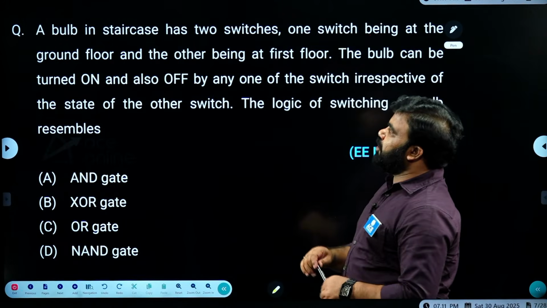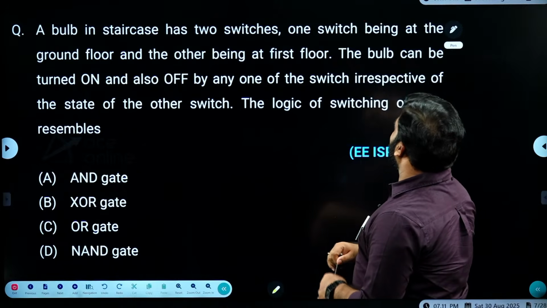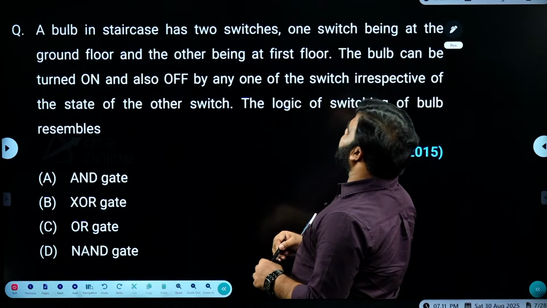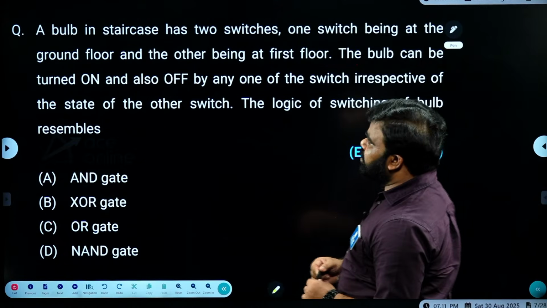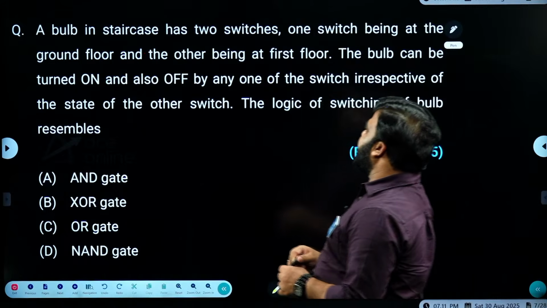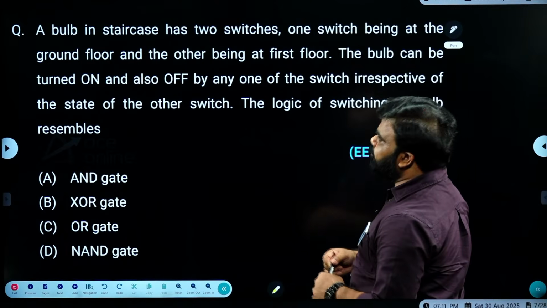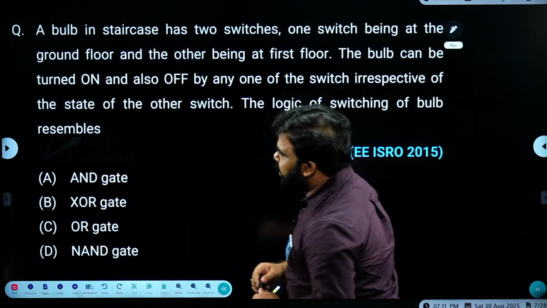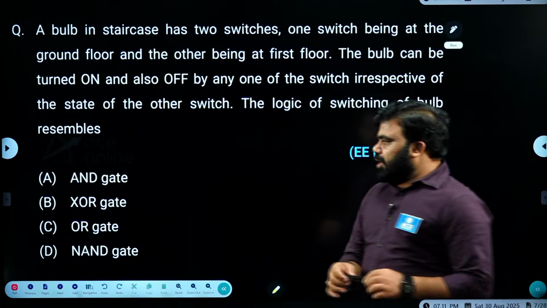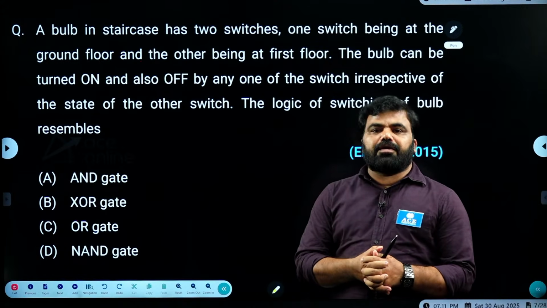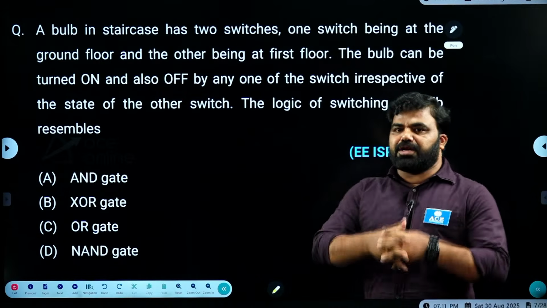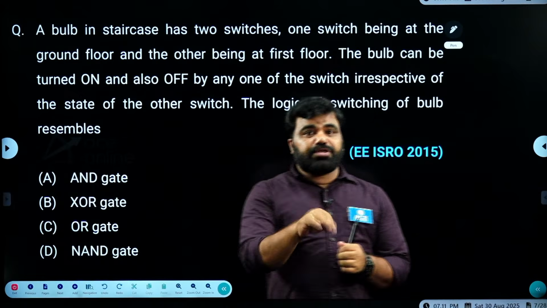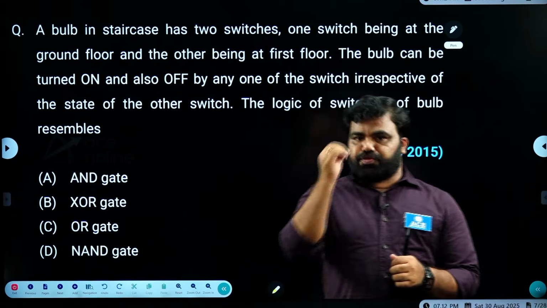A bulb in a staircase has two switches, one switch being at the ground floor and the other being at the first floor. The bulb can be turned on and also off by any one of the switches irrespective of the state of the other switch. The logic of switching of the bulb resembles... Here it is mainly depending on enable and disable input. What is it saying here? Irrespective of one switch using another switch, it must be possible to switch on as well as switch off.